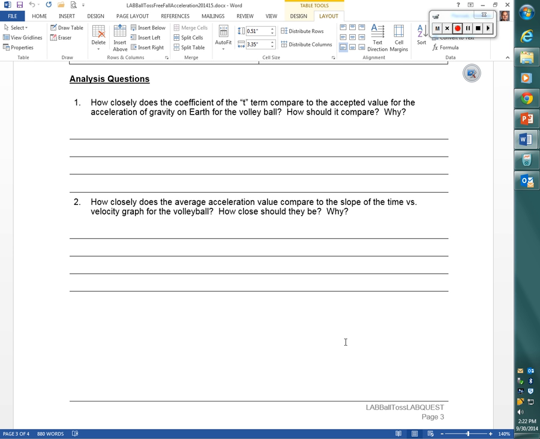Next chapter. That's what we're getting into. That's chapter 4, when we get into two-dimensional motion.